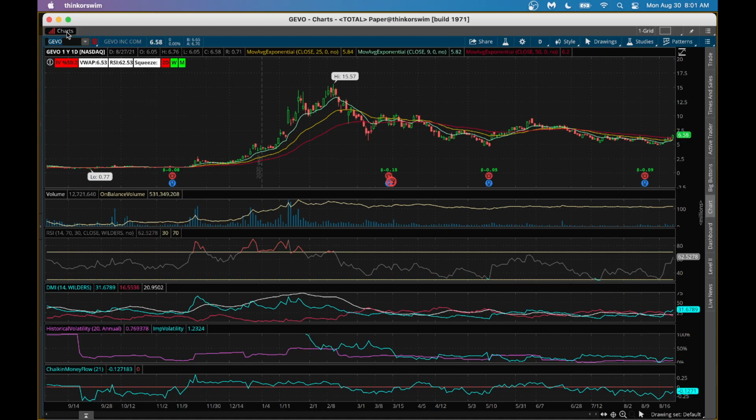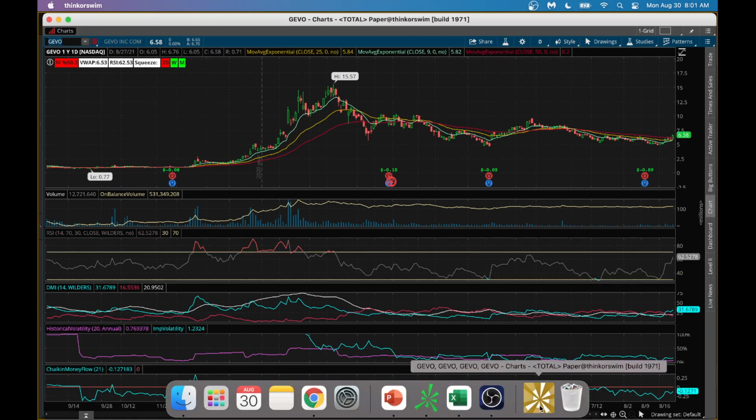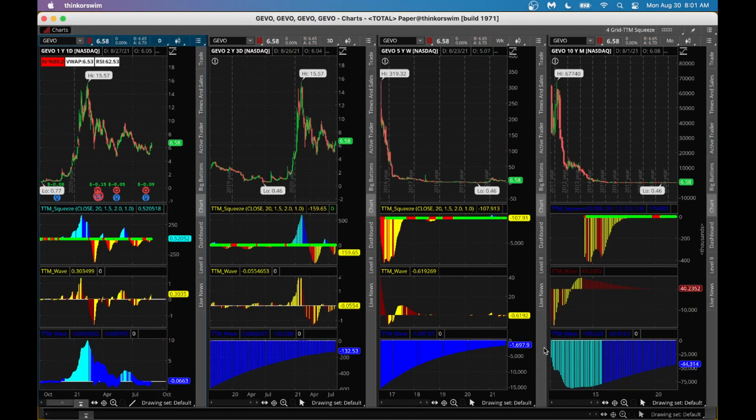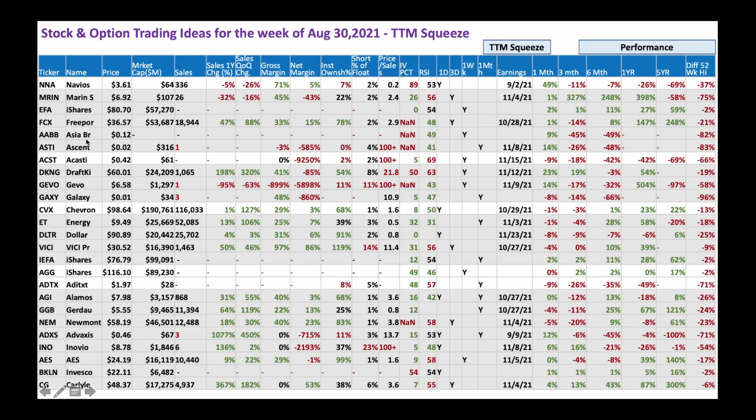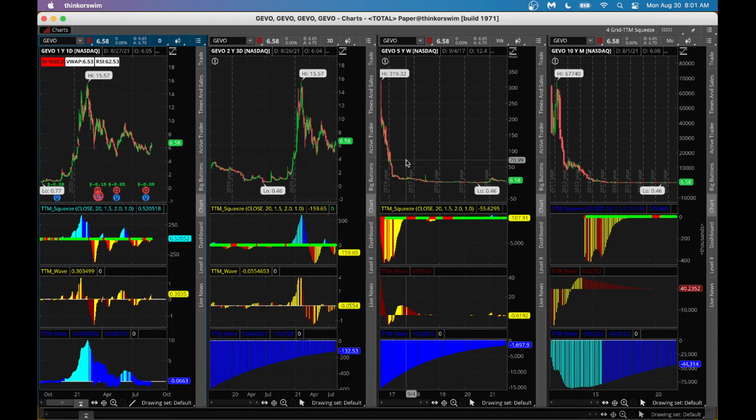So with that, let's go into a TTM squeeze chart here. As you see here, there is nothing much going on. I don't see a squeeze here. Let's go back and see where the squeeze is. It's a GEVO squeeze in a weekly chart. So let's go to the weekly chart here. Okay, there is a squeeze that's just formed in between here, just one dot.